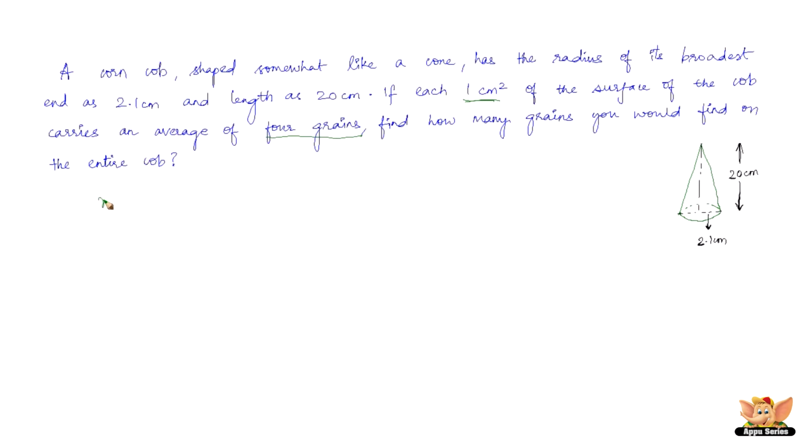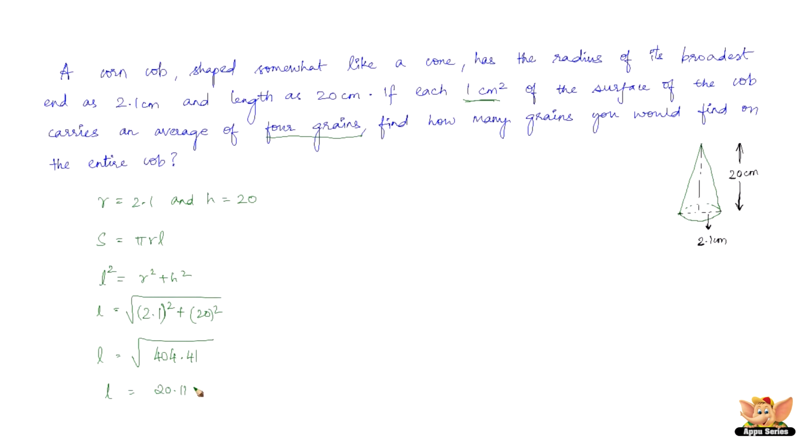So now we have R equals 2.1 and H equals 20 centimeters. But to find the curved surface area, we definitely need the slant height because S equals pi R L. So therefore, we know from the Pythagoras theorem, L square equals R square plus H square. L equals root of 2.1 square plus 20 square. Now L equals root of 404.41. Solving this, we get L as 20.11 centimeters.